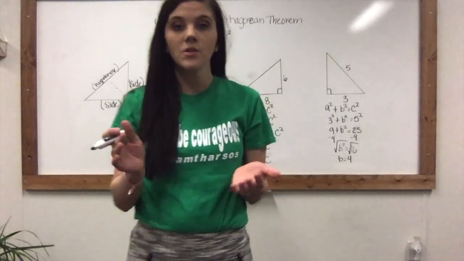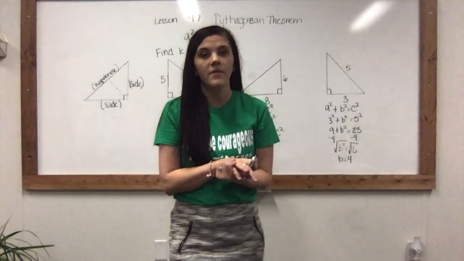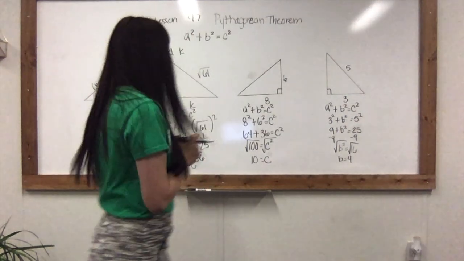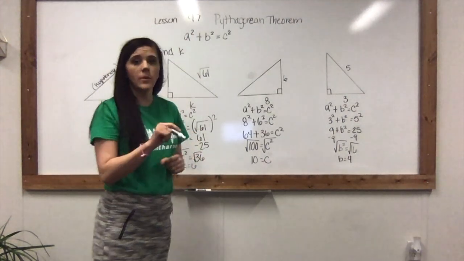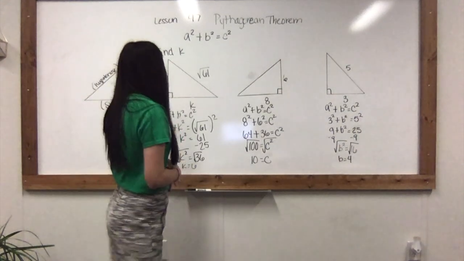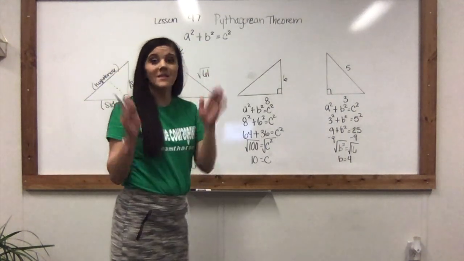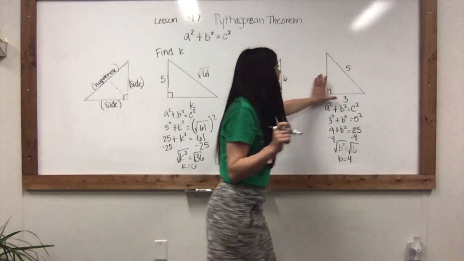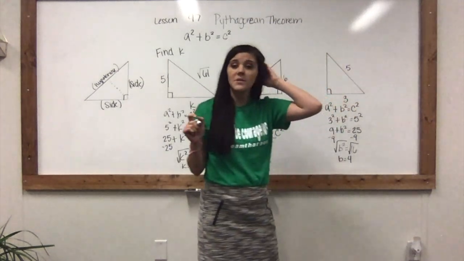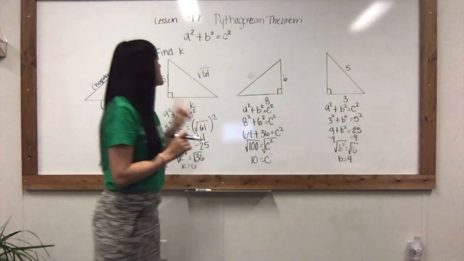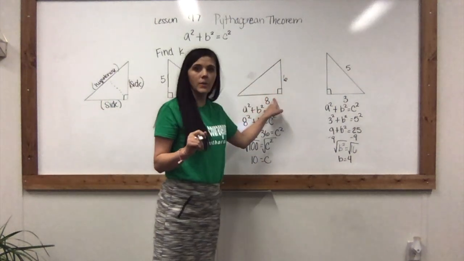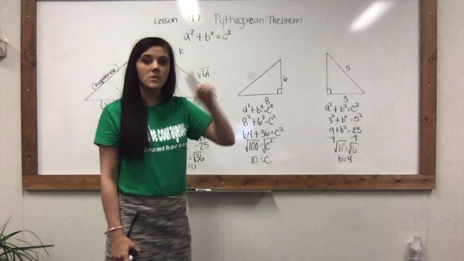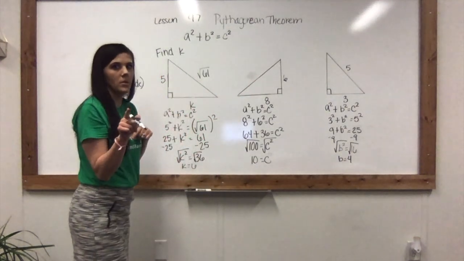Okay, so now let's look at how to solve for the sides of a triangle. We're going to use a formula called the Pythagorean theorem, which is a squared plus b squared equals c squared. So a and b are going to represent the sides of the triangle, and the hypotenuse is going to represent the c. So if we square the sides and add them together, then it should equal the hypotenuse squared.